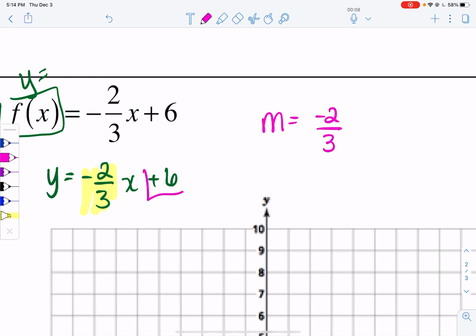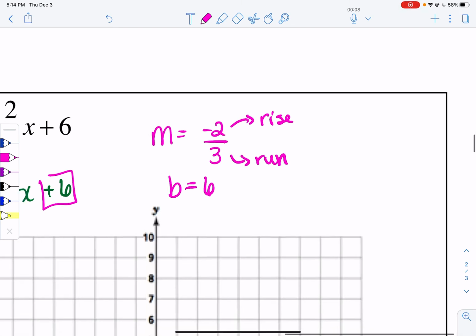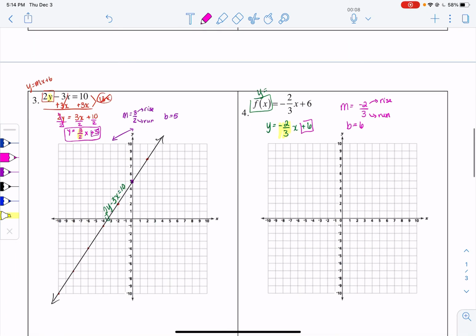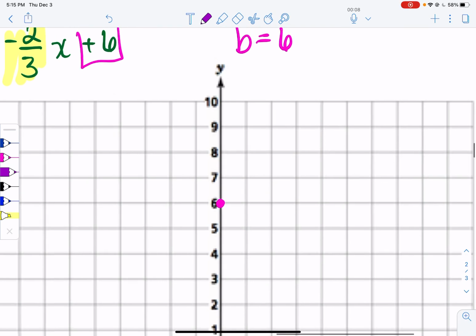And my y-intercept is the number hanging out by itself. So in this case, it's a positive 6. So I'm going to be rising negative 2, so I'm going to go down 2. And then my run is 3 to the right. So I'm going to plot a point at 0, 6. I'm going to go down 2 and to the right 3.